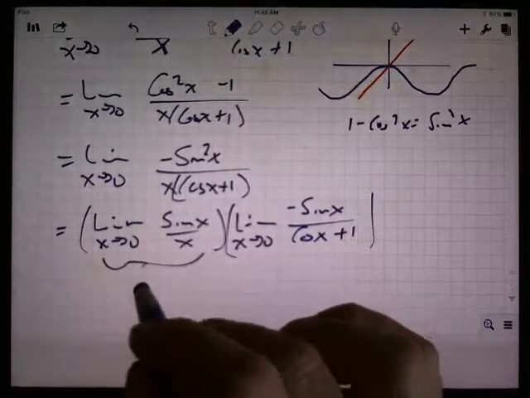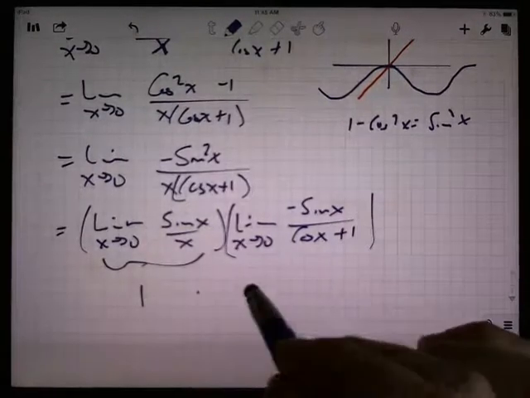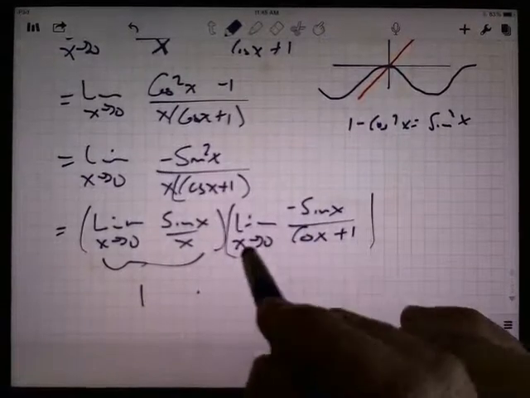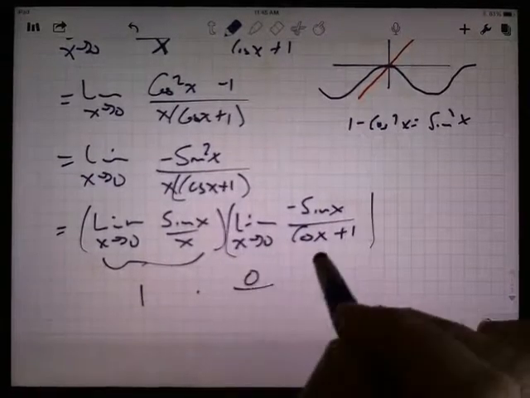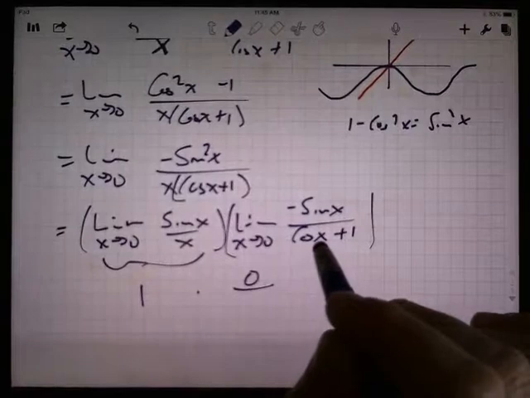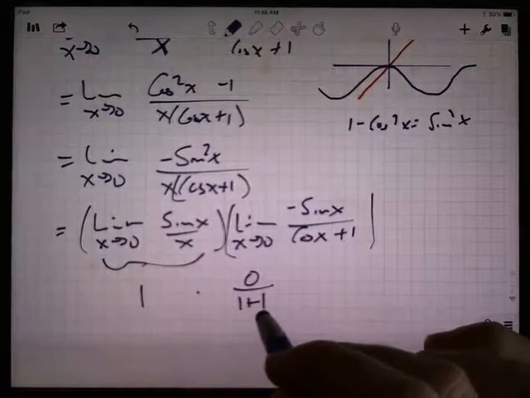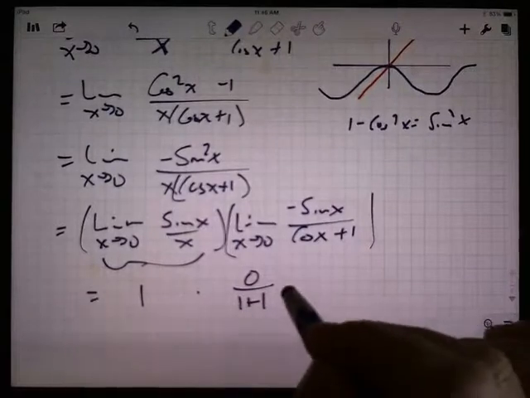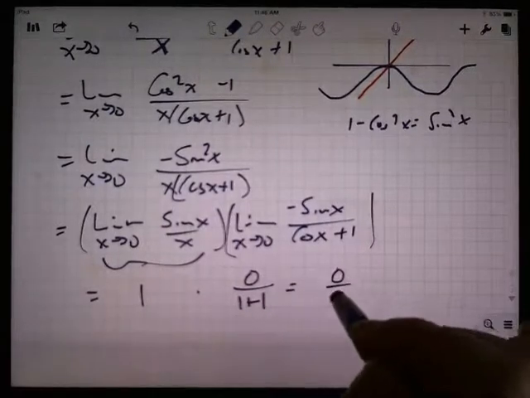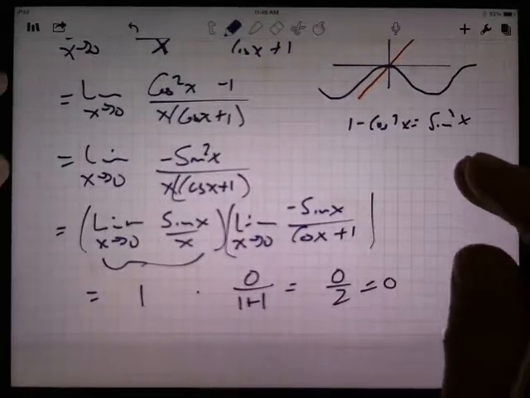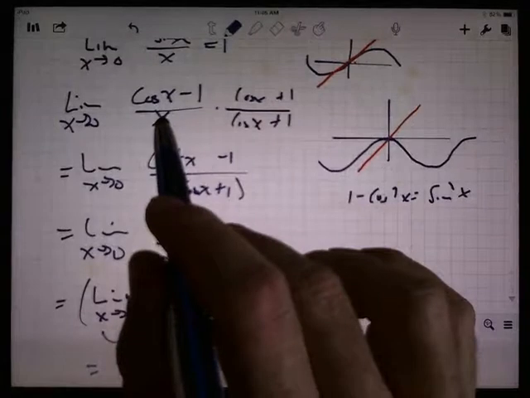This one right here I know is 1, and so then I'm going to say times whatever this turns out to be. Well, when x is going to 0, the numerator looks like 0. The denominator, the cosine of 0 is 1, so this looks like 1 plus 1. So this is 0 divided by 2, which is just 0. And then you multiply by 1 and 0. So this limit here is equal to 0.